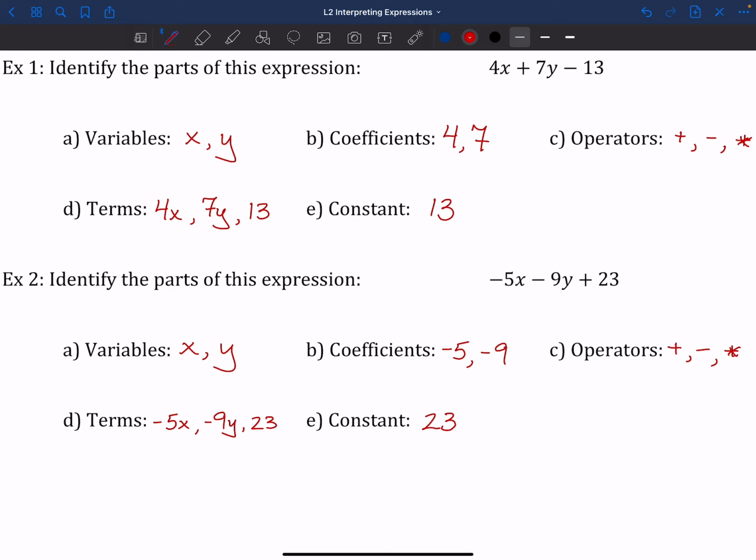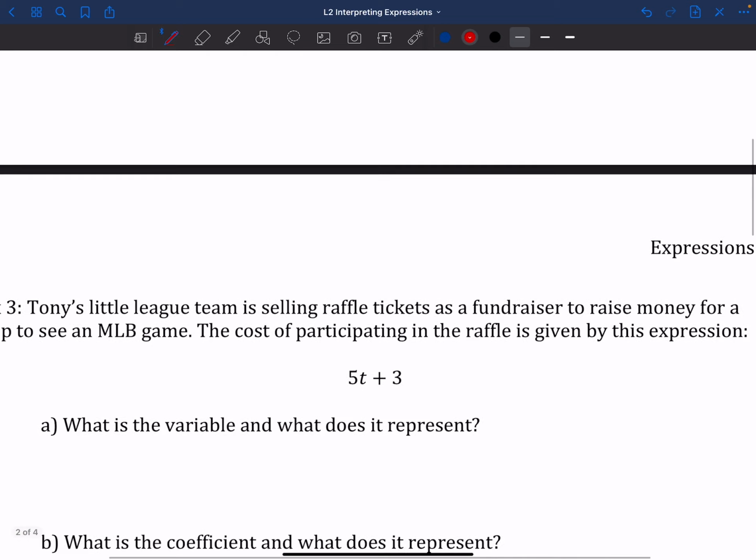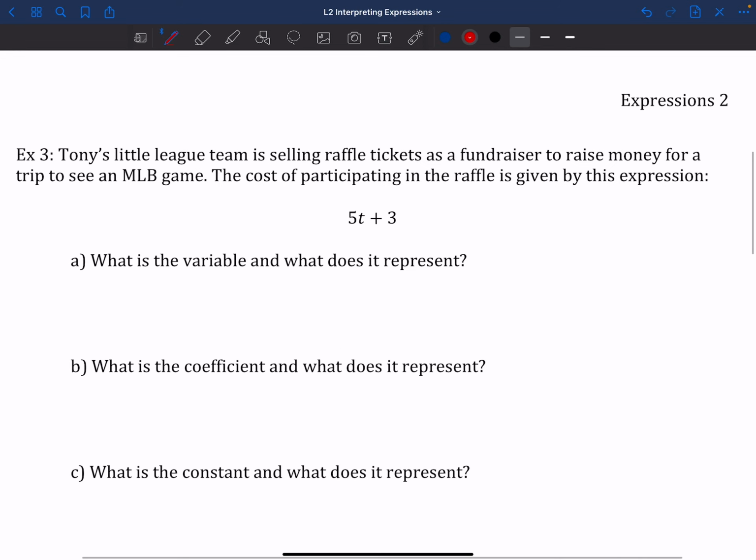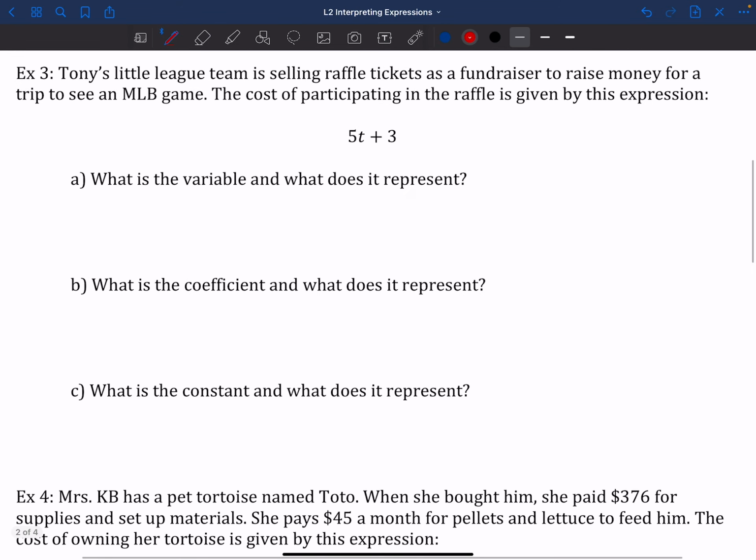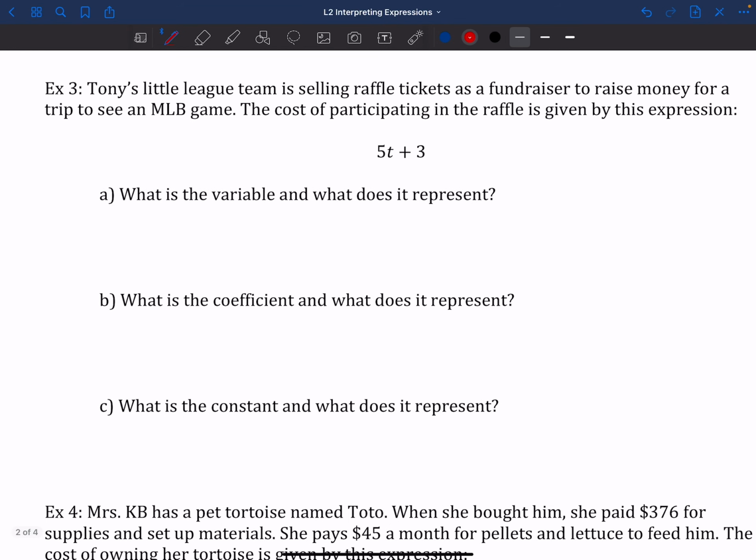All right, so what we're going to do is take a look at some word problems together. We're going to talk about what the different pieces are representing, and interpret what this is telling us. So Tony's Little League team is selling raffle tickets as a fundraiser to raise money for a trip to see a Major League Baseball game. The cost of participating in the raffle is given by this expression, 5t plus 3.